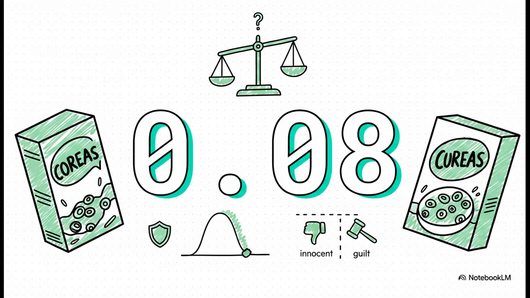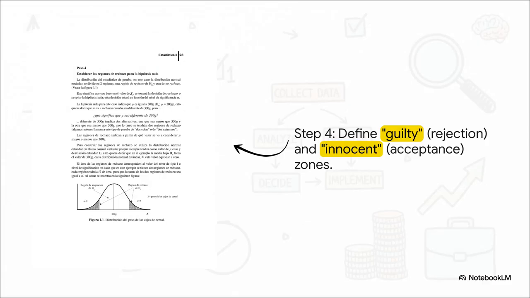Okay, so we have a number. It's a really small number. But what does it mean? Is it small enough to be considered innocent, or is it so far out there that it proves guilt? On its own, this number is pretty meaningless. We need some context. And that is exactly what step 4 is for. This graph is fantastic because it shows our decision rule visually. Before we even looked at our evidence, we drew a line in the sand.